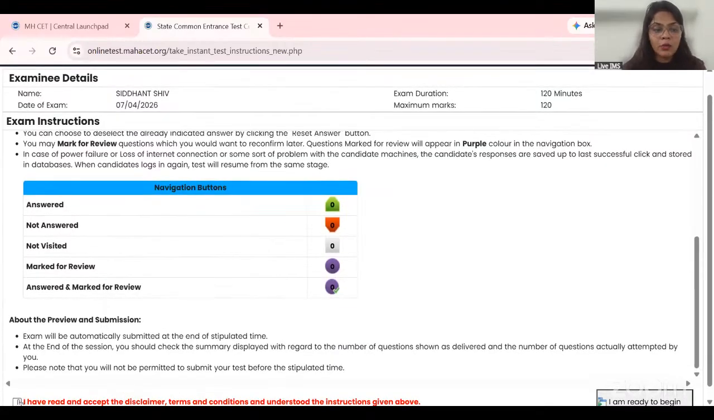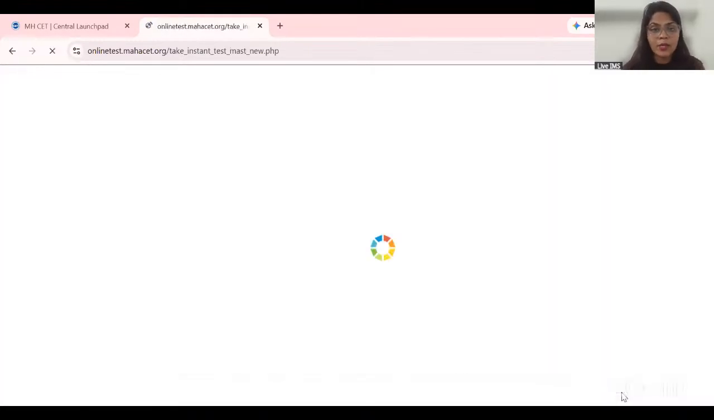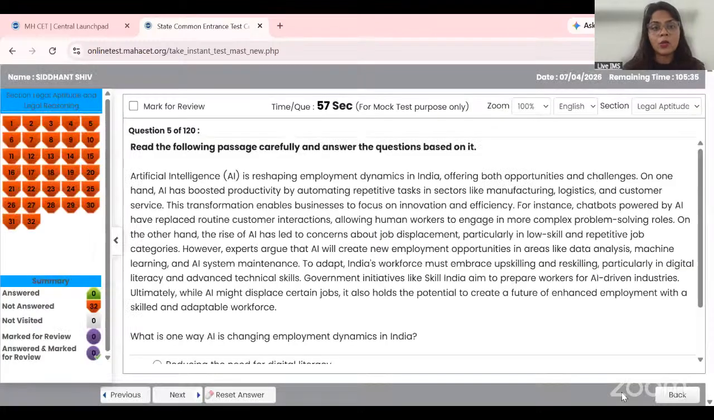Now you go ahead, click on yes, you have read and accepted the disclaimer, terms and conditions, and then you click on I am ready to begin. Once you click on I am ready to begin, your test duration will start. Since we are going to discuss the legal aptitude section, I'm here on the legal aptitude part. And yes, the initial few questions will be based on comprehension, right?